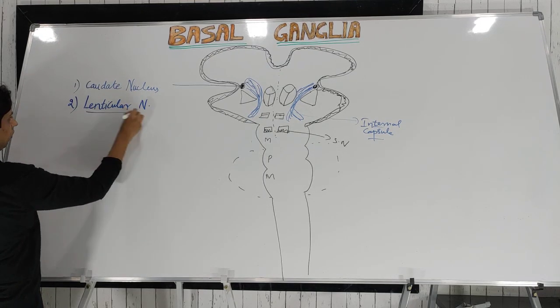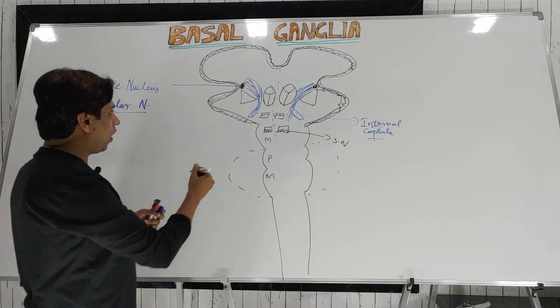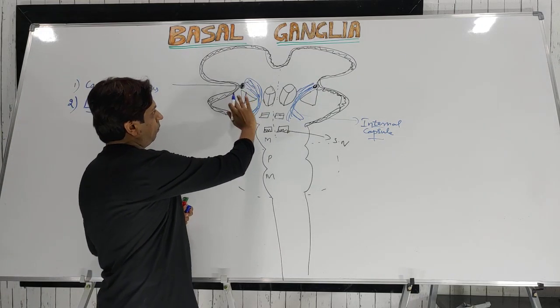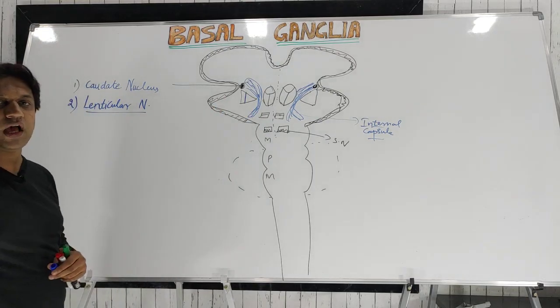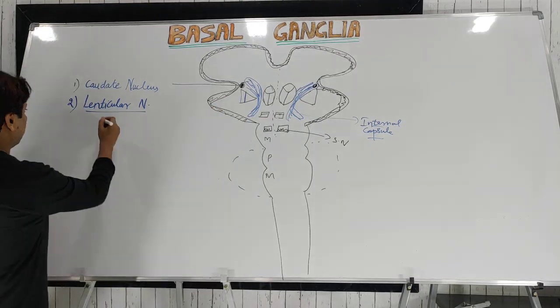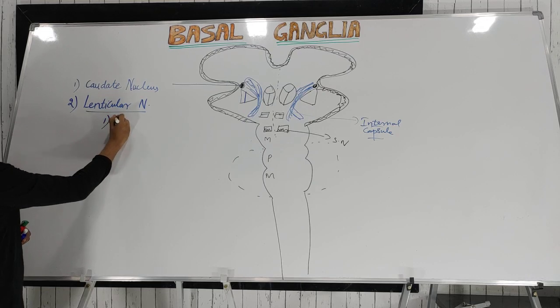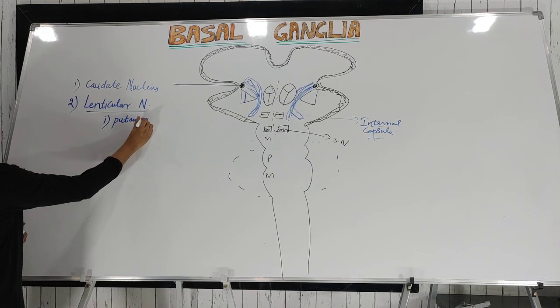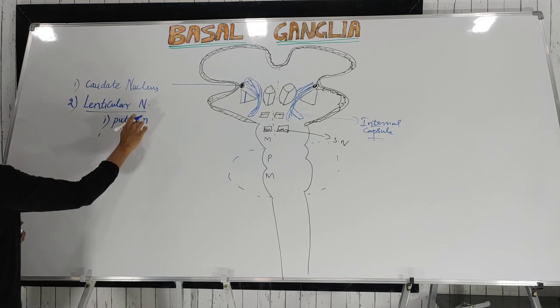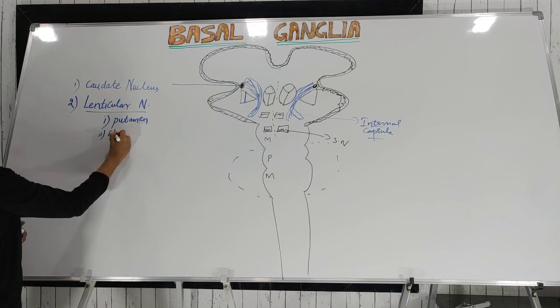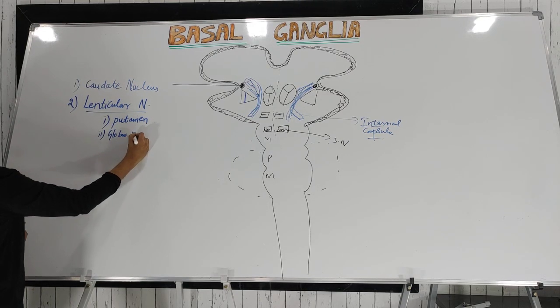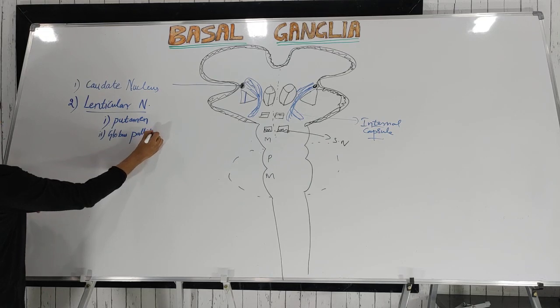Now this lenticular nucleus is divided into two parts. The medial one is known as globus pallidus, and the lateral one is known as putamen. So this lenticular nucleus is divided into two parts, putamen and globus pallidus.